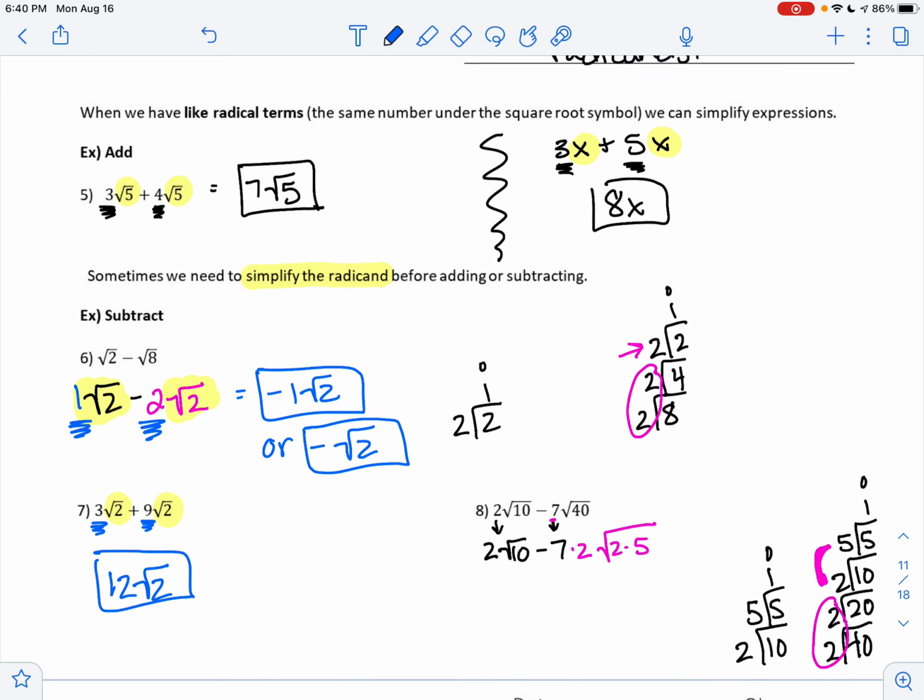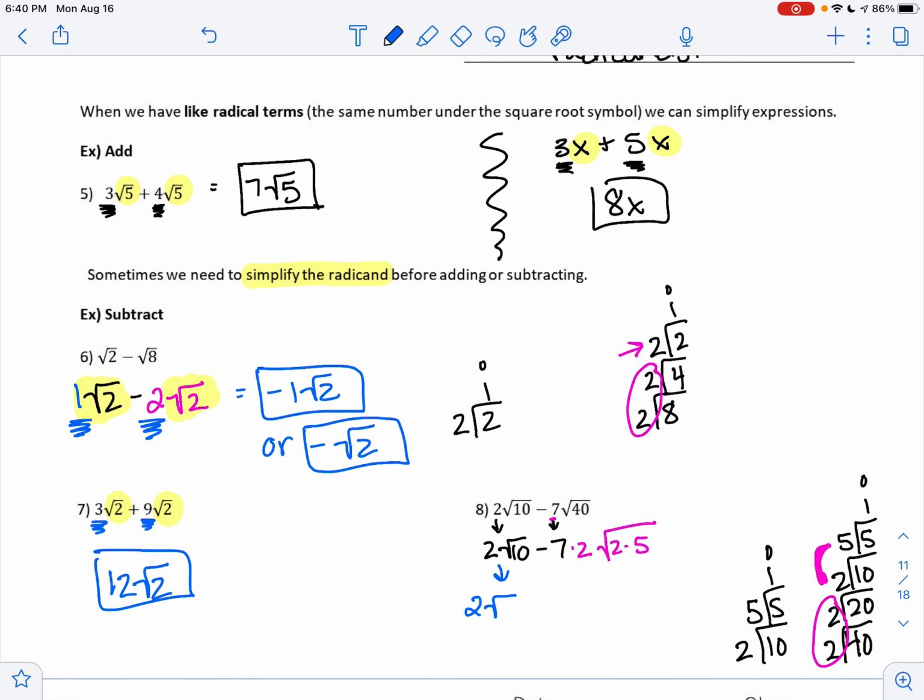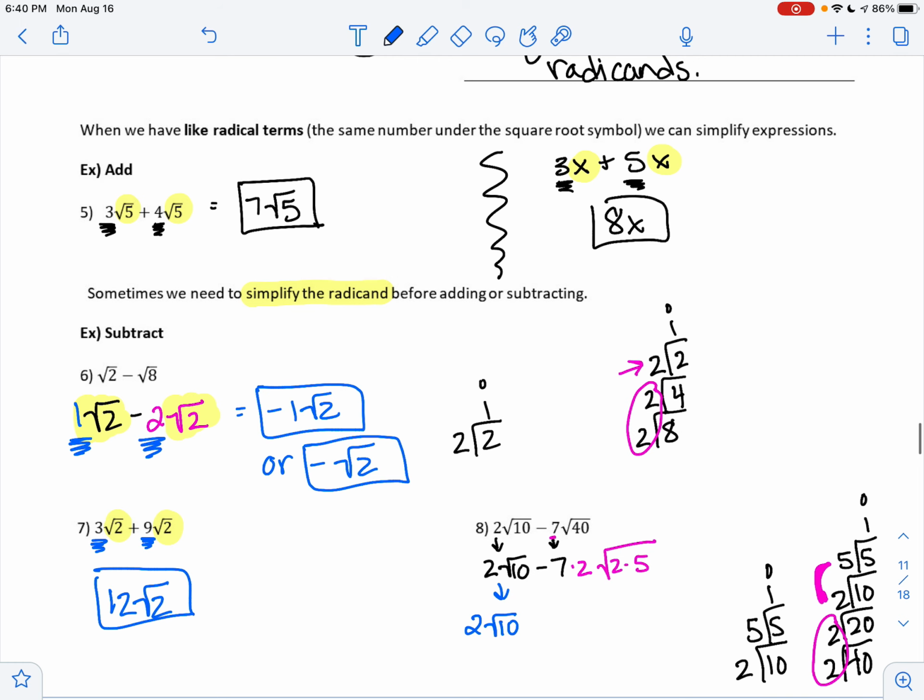So right now I'm going to bring down my 2 square roots of 10. And then negative 7 times 2 is negative 14. And 2 times 5 is 10. Now I have like terms because they are both the square root of 10. 2 minus 14 is negative 12. So my answer is negative 12 square root of 10.